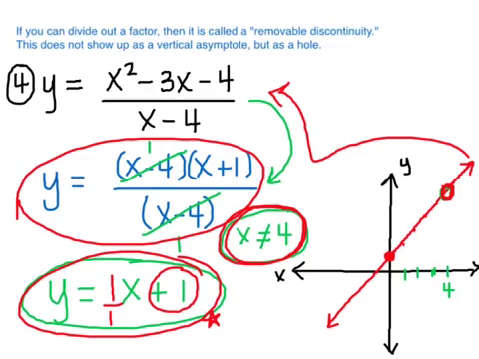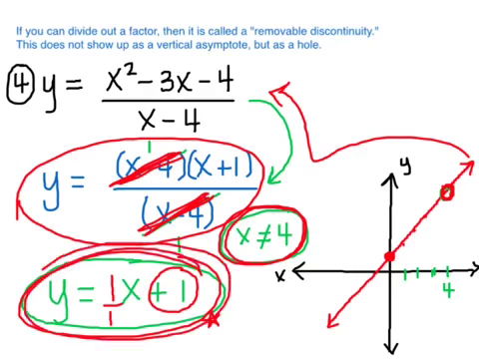And one thing you want to notice is it's only a hole when that factor cancels out. If it didn't cancel out and it was just on the bottom, that would cause a vertical asymptote, not a hole. It has to do the canceling out thing for it to be a hole, and then you can graph this simplified version of it and just make sure you put the hole in it.